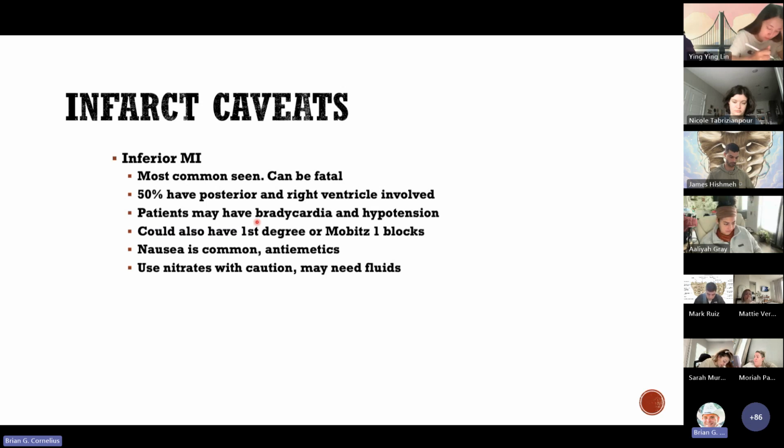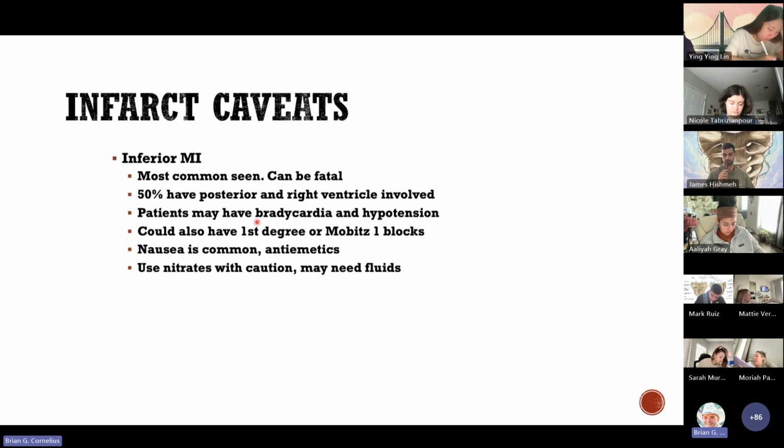So if you have somebody that has an inferior wall MI, you really need to do right-sided precordial leads. All you're going to do for right-sided precordial leads is take those V4, 5, 6 leads that you have wrapped around the fifth intercostal space and transition them over to the right side in the same location. And that'll give you a perspective of the right side of the heart.